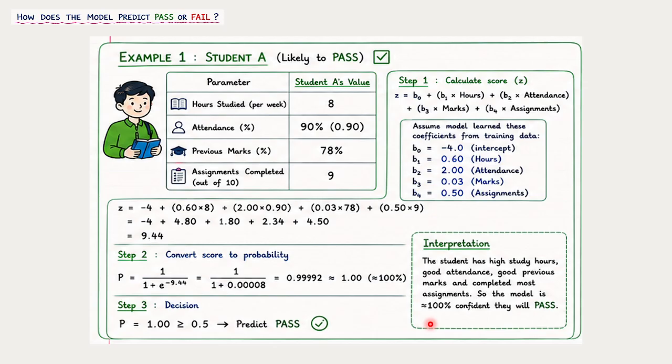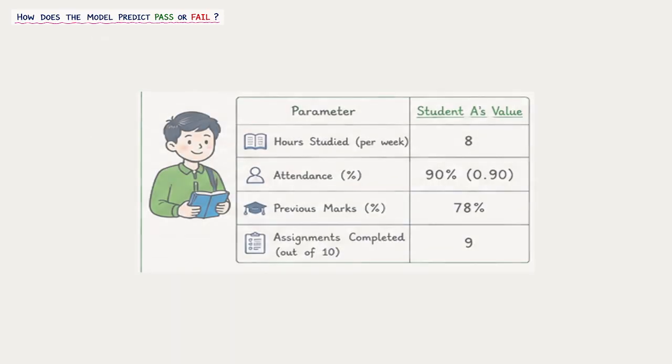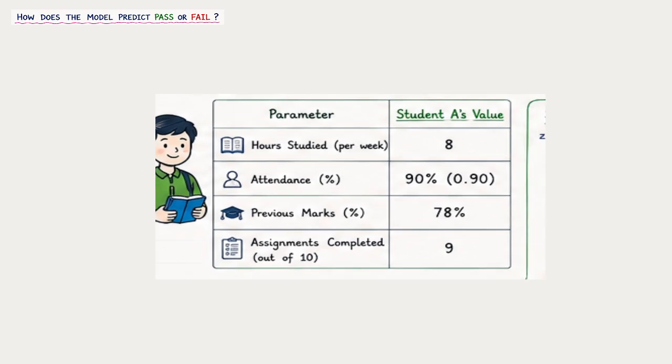Now let's put the actual values into the formula and see how the prediction is calculated. For our first scenario, we have the following values: study hours 8, attendance 90%, or we can say 0.90, previous mark 78%, and assignment 9 out of 10. These are the input values that we are giving to the machine learning model.